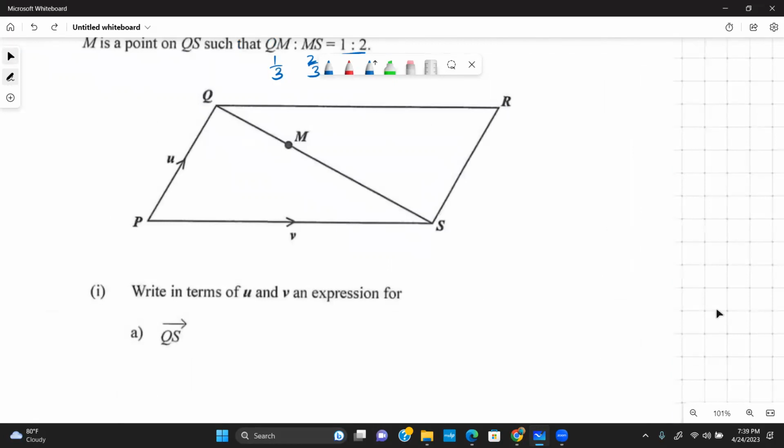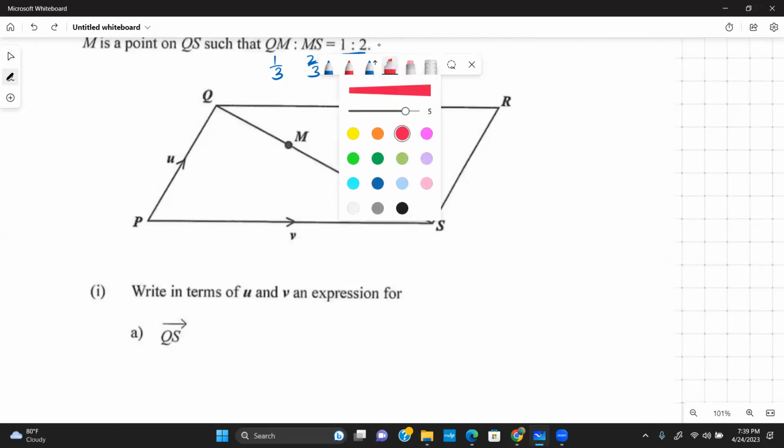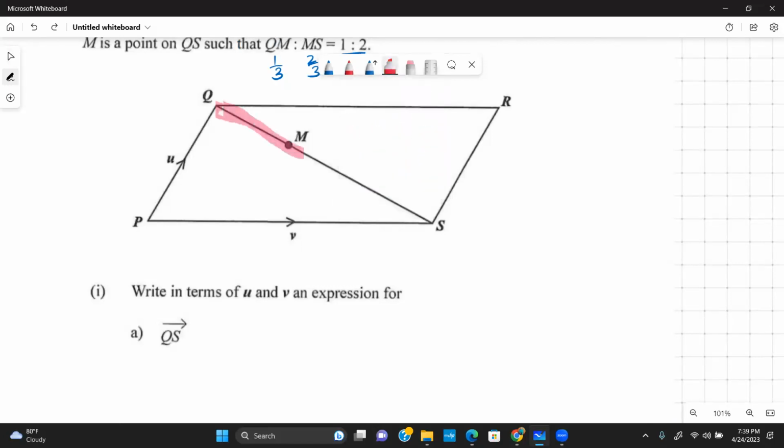All right, going forward, it says write in terms of U and V expressions for QS. You want to look where Q is, where S is. I'm going to use a color to help us see what they want. So they want QS, which is this, and we could put the arrow on it. So they want it to move from Q to S. This looks like a parallelogram too, but we don't know yet, but it looks like a parallelogram, eh?